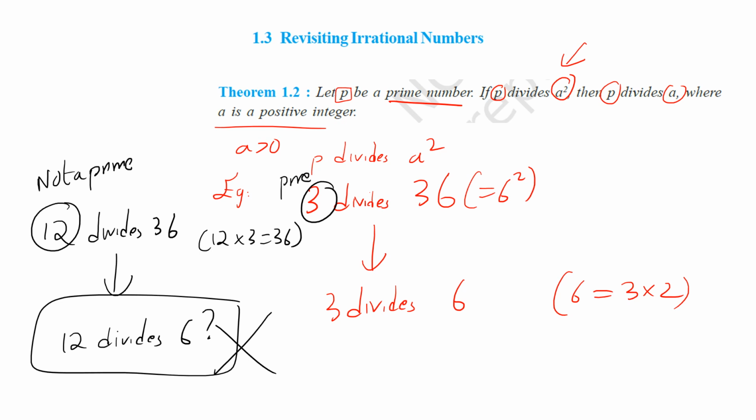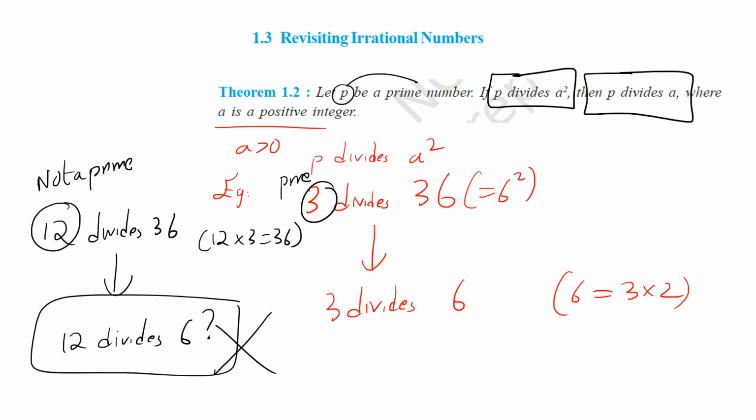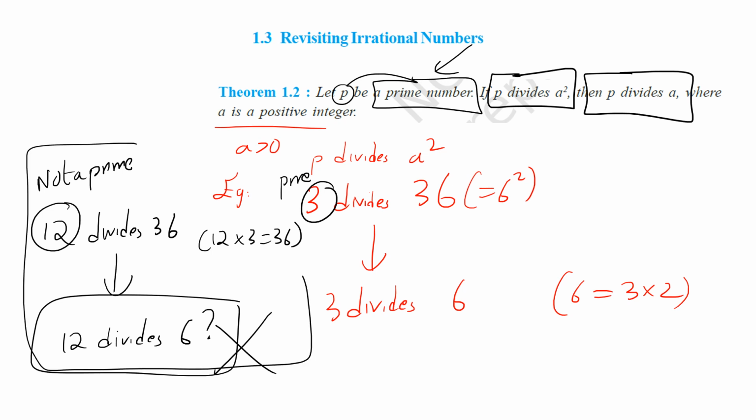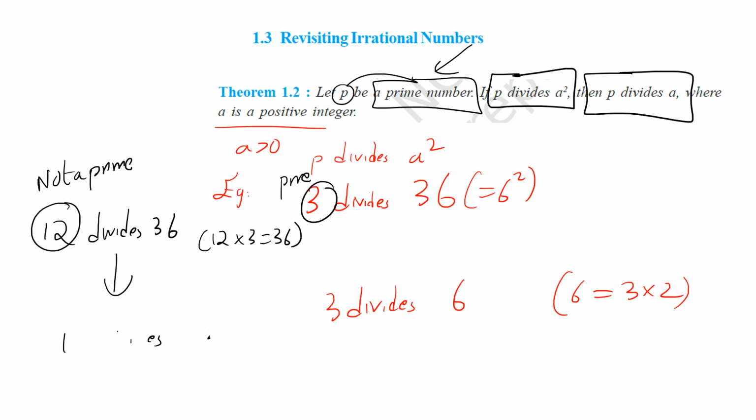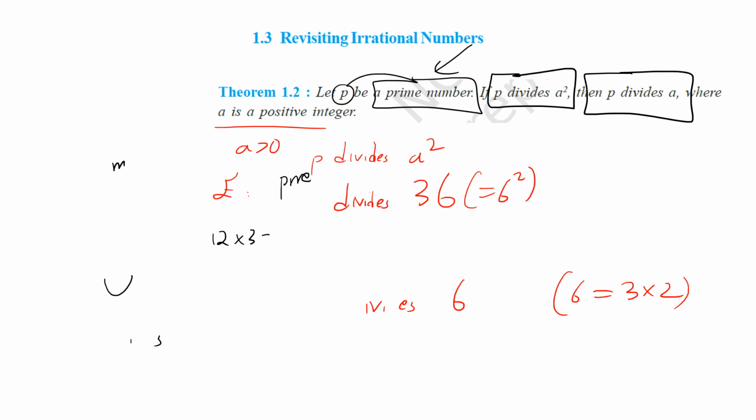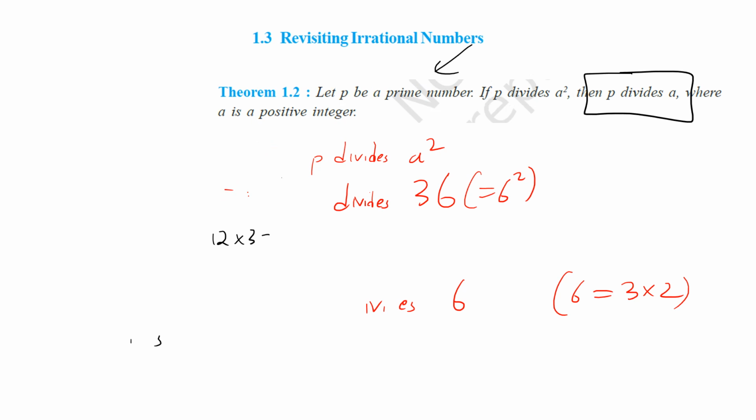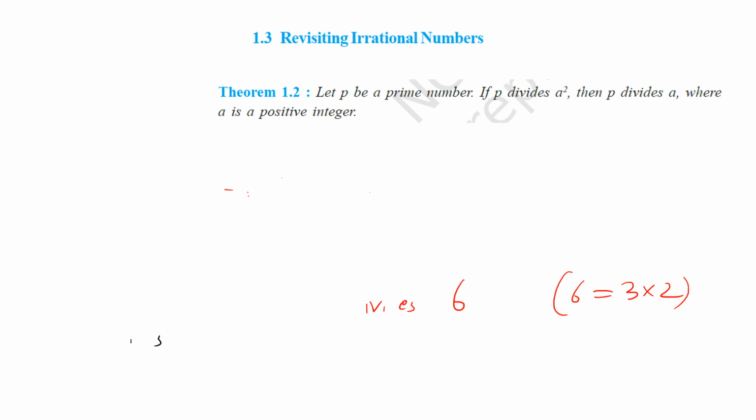So if a prime number divides the square of a number, then the prime number divides that number also. That is what this theorem is saying. So if P is a prime number, and if P divides A squared, then P divides A as well. So it should be clear to you that P has to be a prime number. Otherwise, it will not be true. Like for example, 12 divides 36, but 12 doesn't divide 6. Okay. Now, the proof of this theorem is not from an examination point of view, so let's not discuss it. You can refer to the textbook for a proof of this.